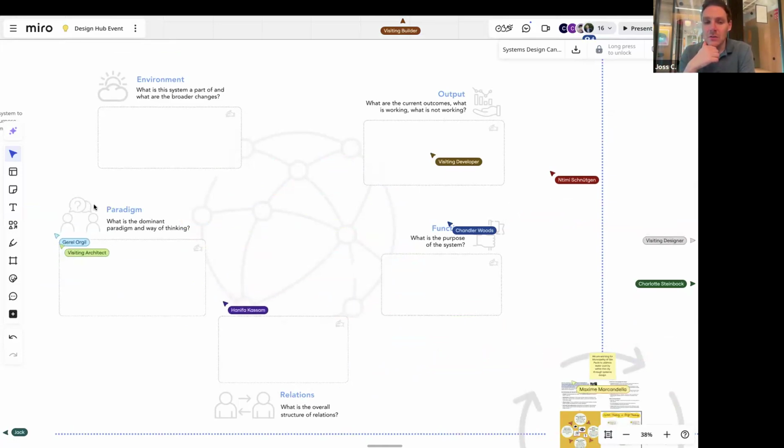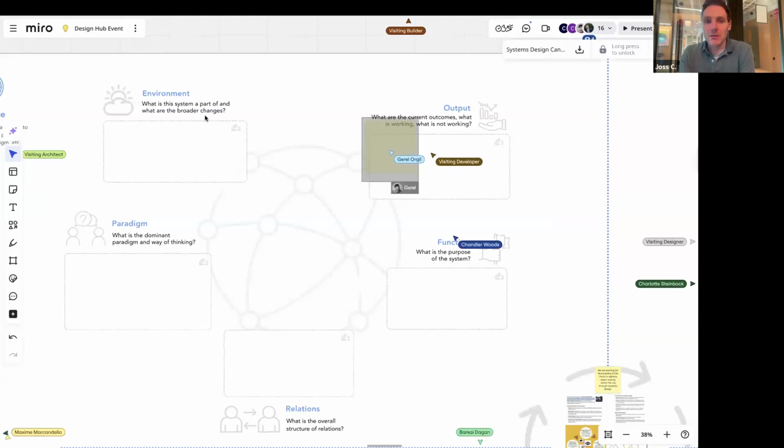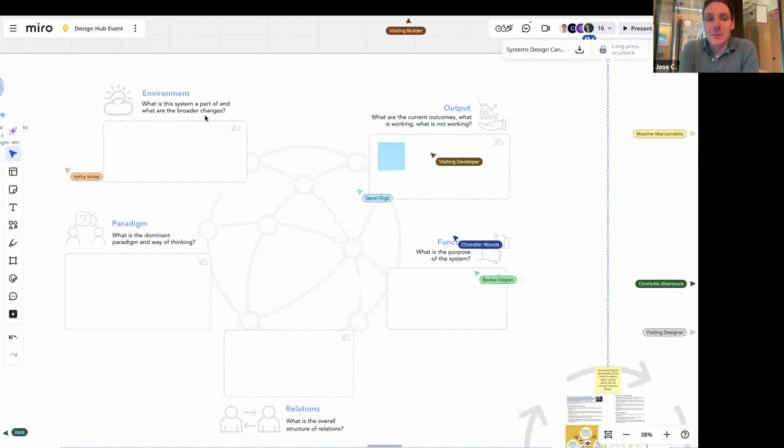So we posted up some of those. And they could be adjusted depending on which ones you think are relevant. But just quickly to take a look, we might start in the environment up here. You're welcome to post up your stickies if you're really excited and you want to get started. Feel free to do that. Top left, what is this system a part of, and what are the broader changes?